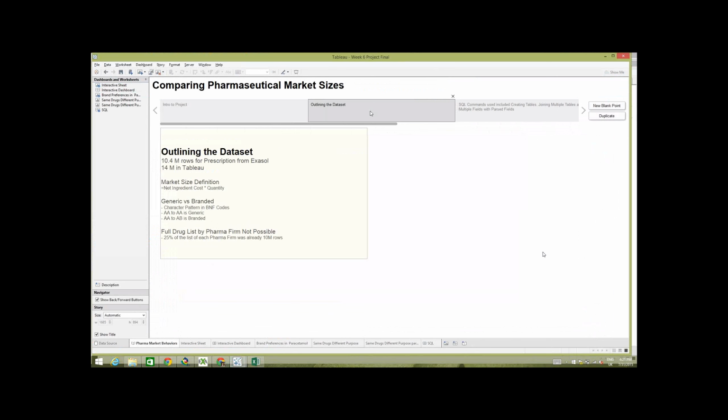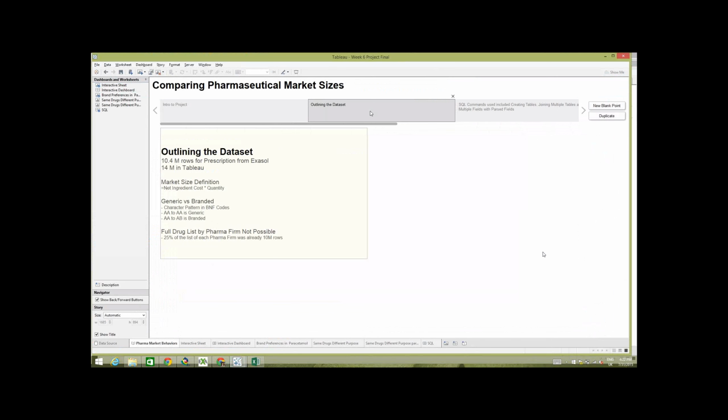So when I pulled the information from Exasol, I had 10.4 million rows, and it ended up being 14 million in Tableau. As you can probably tell, it is connected directly to Exasol, to the database. I defined market size as net ingredient cost times the quantity, and I also defined generic versus branded as a particular pattern within the BNF codes.